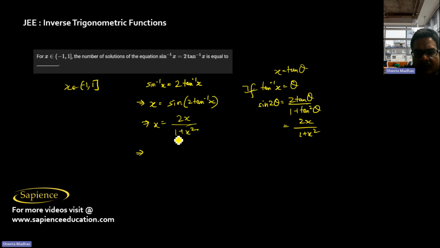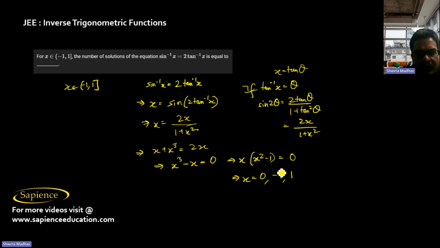So from here we can cross multiply. So it will be x plus x cube, that is equal to 2x. So this will be x cube minus x, that is equal to 0. So x into x square minus 1, that is equal to 0. So x will be either equal to 0 or plus or minus 1.